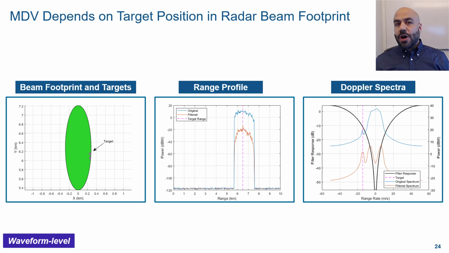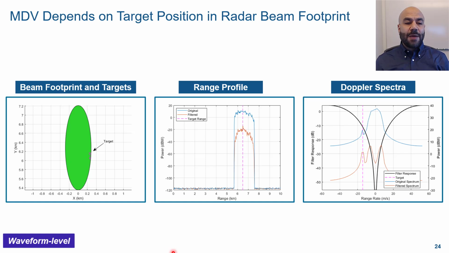Now, the required positive or negative range rate for detectability of the target depends on the location of the target within the beam footprint. Let's keep the velocity the same, but move the target toward the higher Doppler region of the beam footprint. By doing that, when we look at the Doppler spectra, we can see that the target return has been separated from the clutter return. And by applying the MTI filter, this target becomes detectable within the range profile.